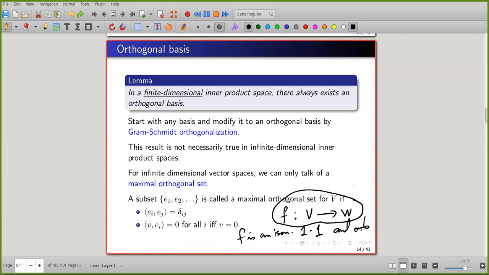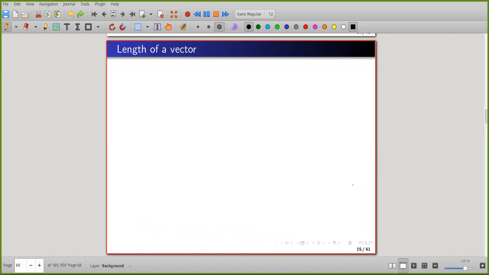Okay, so let me go to the next slide. Can we always have a maximal orthogonal set? Yes. I suppose we can always keep adding. So the answer is yes, but let me go on. Maybe I'll make some comments about this at the end of the course.